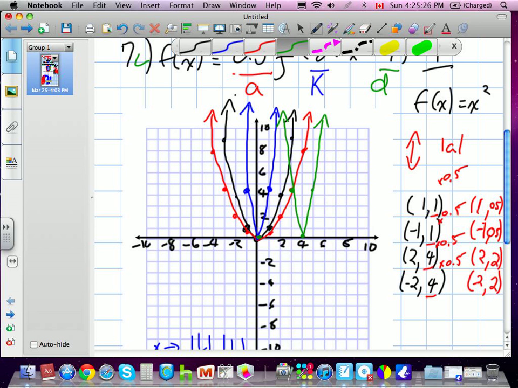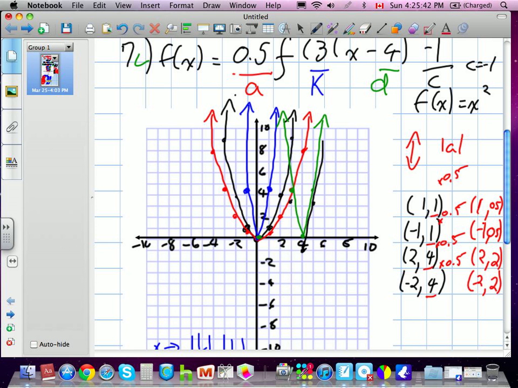is our C. And our C deals with vertical translations. Because C is equal to negative 1, we just shift the entire parabola down 1. So my vertex is now down here. This point goes from 4.5 to 3.5. And we have a thin parabola that looks roughly like this.